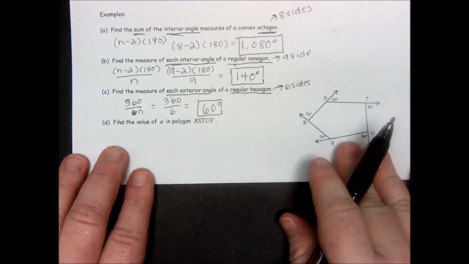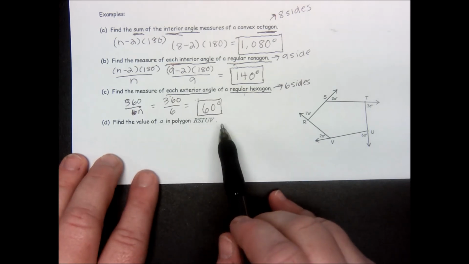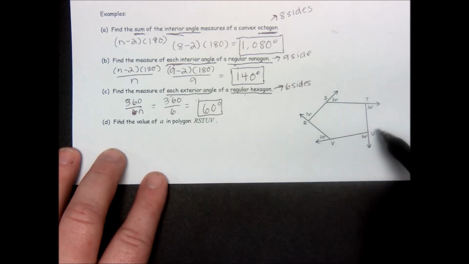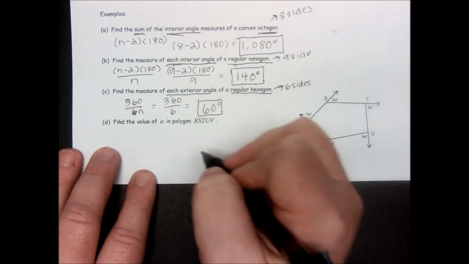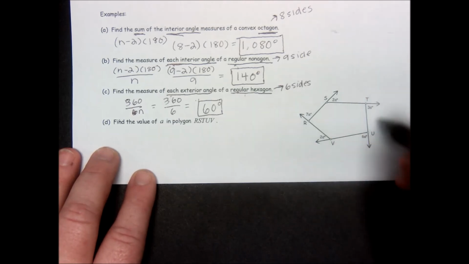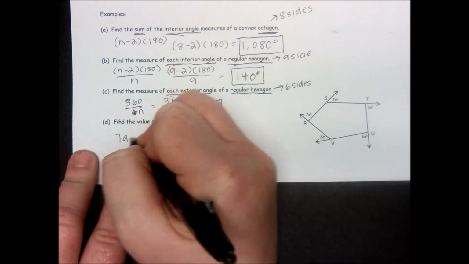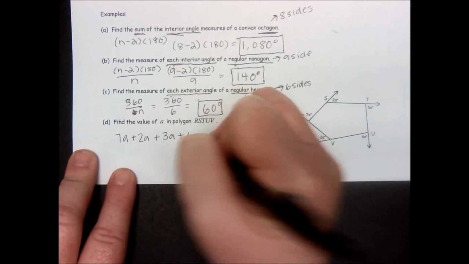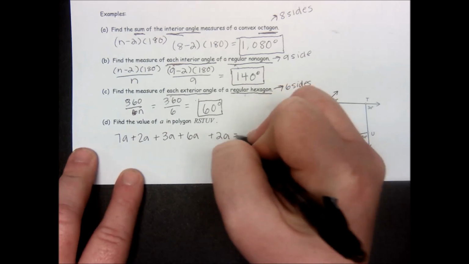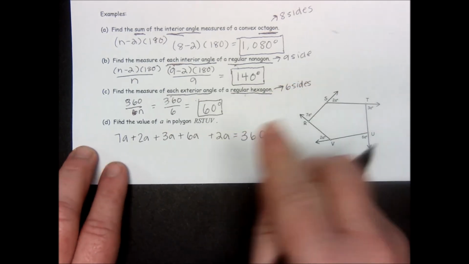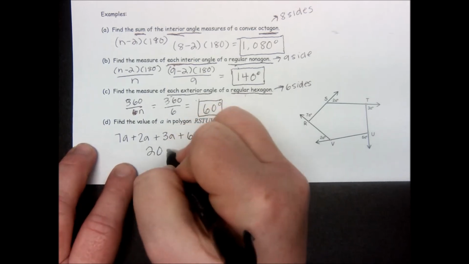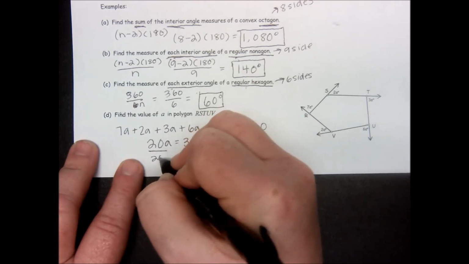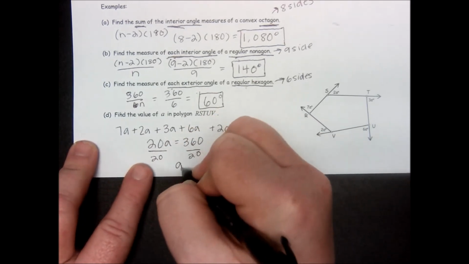All right, and the last one, number 9, says find the value of A in the polygon over here. So I know I'm looking at exterior angles, and I know that the sum of the exterior angles of any figure should add up to be 360. So I should take all these angles and add them up to be 360. So 7A plus 2A plus 3A plus 6A plus 2A should equal 360. Let's see, that's 20A equals 360. So I solve for A by dividing by 20 to get A equals 18.